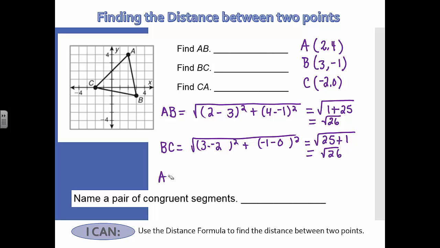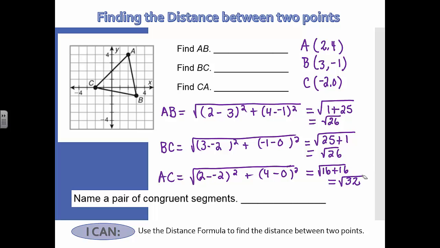And then the last one, AC, square root, and make sure I'm looking at A and C. 2 minus negative 2 squared, 4 minus 0 squared. We get the square root of 4 squared, which is 16. This is 4 squared, which is 16. And that is the square root of 32.